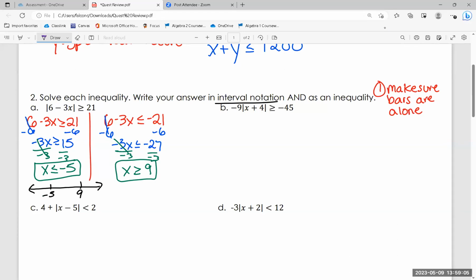All right, so they're both equal to, so we want closed circles. And then we want less than the 5, so we would shade to the left. And then we want everything bigger than the 9, so we would shade to the right.